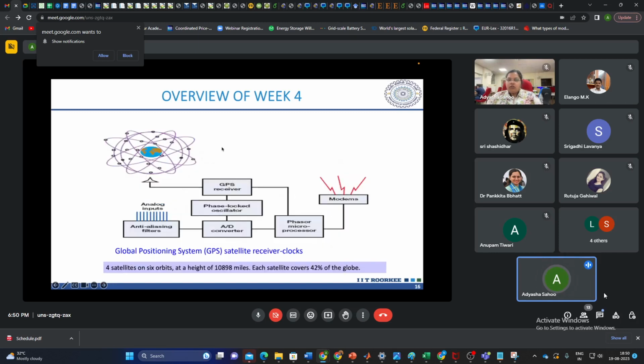Then you have also seen this block diagram in the week lectures. So basically, for this PMU, we have 4 satellites on 6 orbits. They are inclined at 60 degrees with each other, and with the equator of the Earth they are inclined at a rough angle of 55 degrees. Each satellite covers 42% of the globe, and they are at a height of 10,898 miles. So this is the block diagram of how the PMU will get the data and communicate it finally through the modem sequencing.